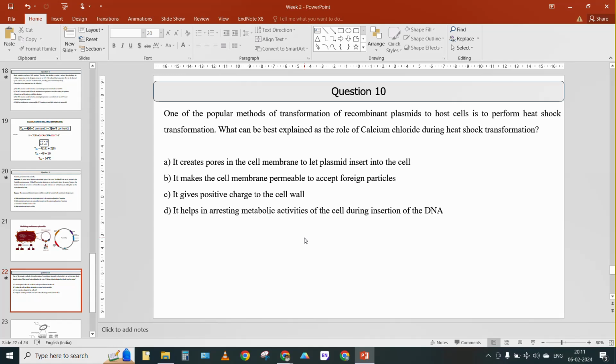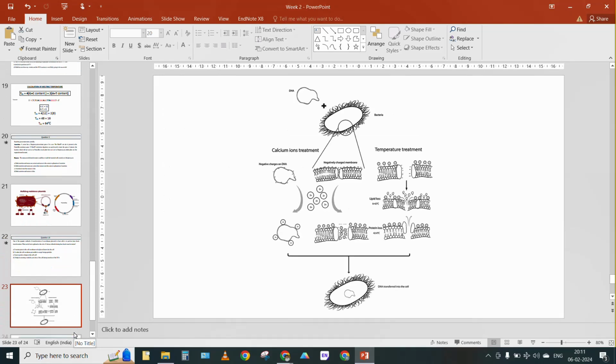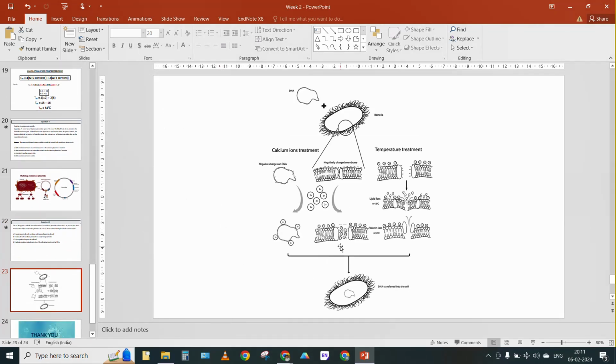There are a lot of foreign particles, so anyone could invade into the cell membrane. We have to be specific at that time. So the mechanism is the one by which it makes the cell wall positively charged. Let me explain this with an example, with a diagram. This is the diagram. As you can see, DNA and the bacteria.